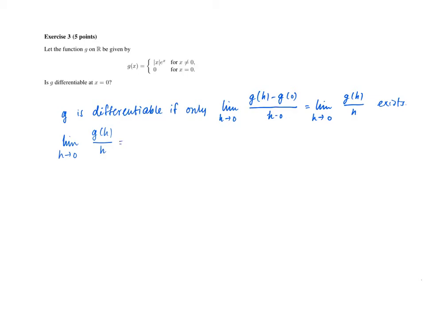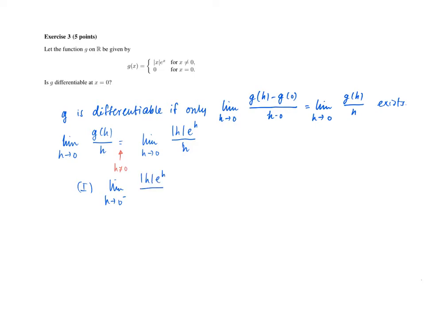Since we have an absolute value and this expression, we almost know the strategy we have to follow here. So we are interested in the existence of the limit of the absolute value of h times e to the power h, divided by h.